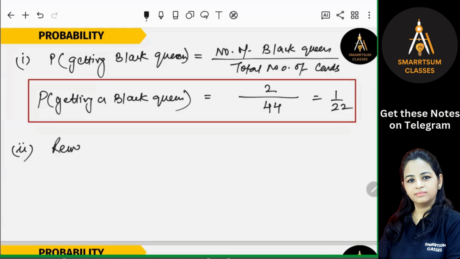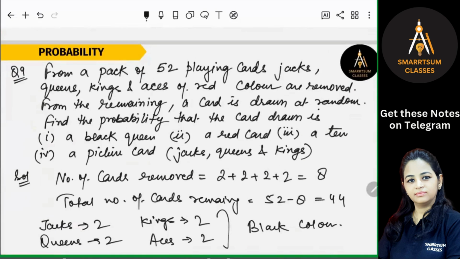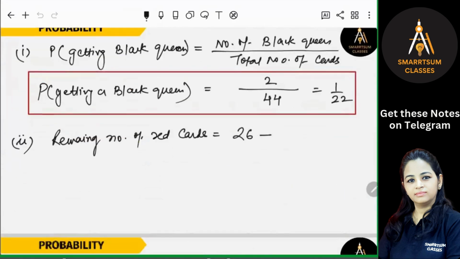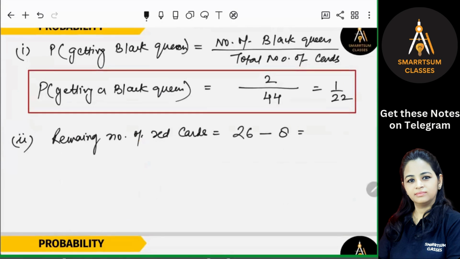So just write down remaining number of red cards. This is equal to, so how many total red cards are there in the whole deck of 52 cards? 26. And among these, we have removed all the red cards. All the 8 cards which we have removed are red in color. That means how many total red color cards are remaining now? 26 minus 8, that is 18. So the remaining number of red cards in the deck is now 18.